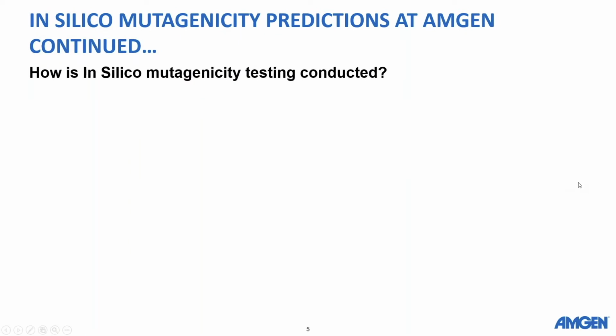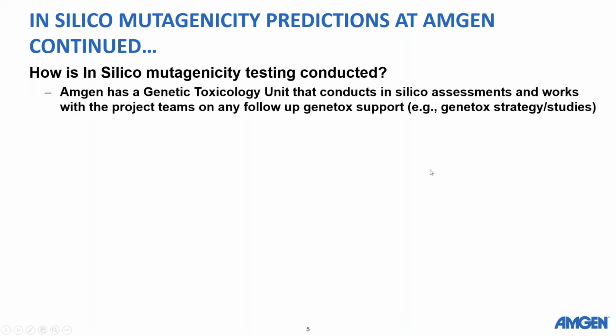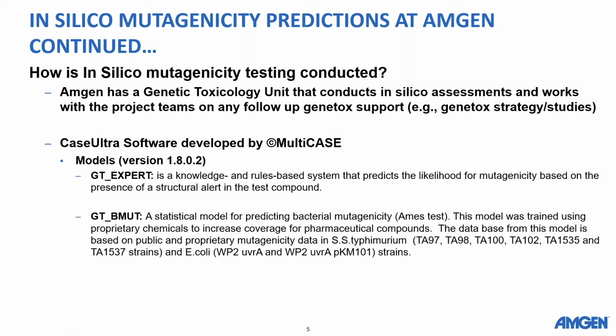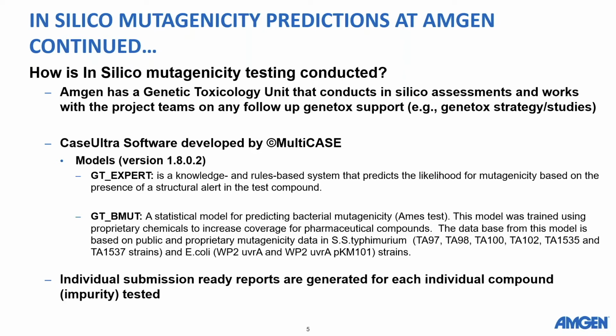So how do we conduct in silico analysis? Amgen has a genetic toxicology unit responsible for both the in silico analysis and in vitro, in vivo genetic toxicology work. For the in silico analysis, we utilize Case Ultra software developed by Multicase. We use 2 models as recommended by the M7 guidance, a rules-based and a statistical-based model, which is Expert and BMUT. Once the analysis is completed, we generate a report for each impurity, which is submission ready if needed.